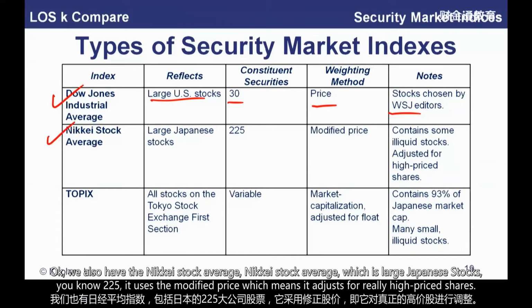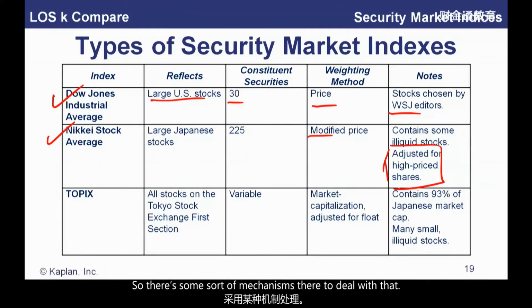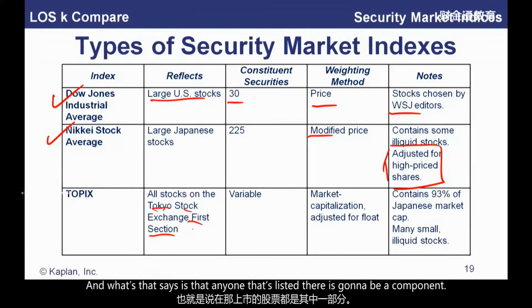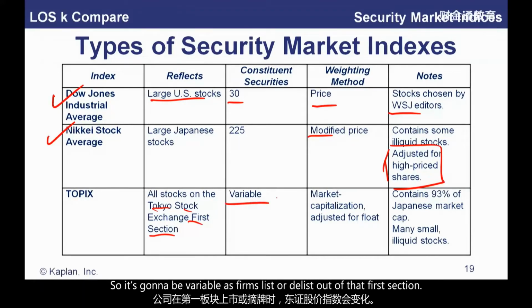Okay, we also have the Nikkei stock average, which is 225 large Japanese stocks. It uses a modified price, which means it adjusts for really high price shares. So there's some sort of mechanism there to deal with that. The Topix, this is all the stocks on the Tokyo Stock Exchange first section. So I have a first and a second that I know of. What that says is that anyone that's listed there is going to be a component. So it's going to be variable as firms list or delist out of that first section.